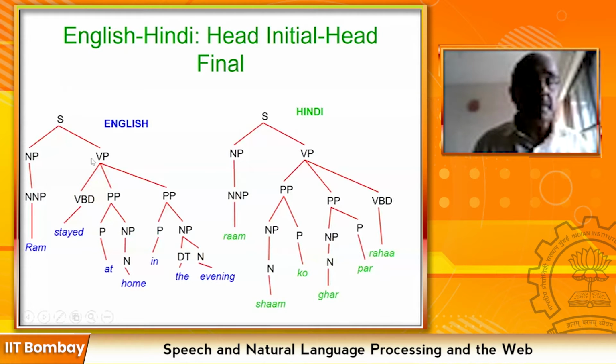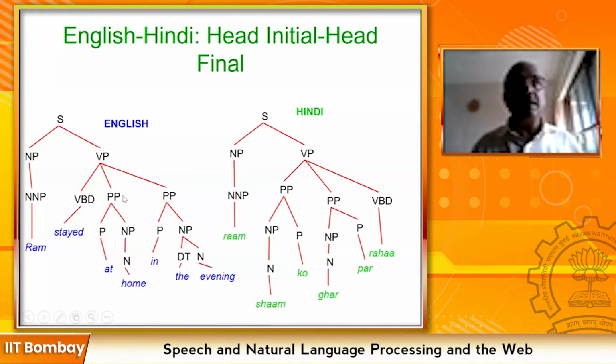So S goes to NP VP in English, NP goes to NNP, proper noun, goes to Ram. VP goes to VBD, past tense verb, which goes to stayed. VP also goes to PP, PP goes to P, preposition, and that goes to at. PP goes to P and NP, NP goes to N, N goes to home, stayed at home. And then PP again goes to P, P goes to in, NP goes to DT N, DT goes to the, N goes to evening. So the structure is verb phrase goes to VBD, PP, PP.